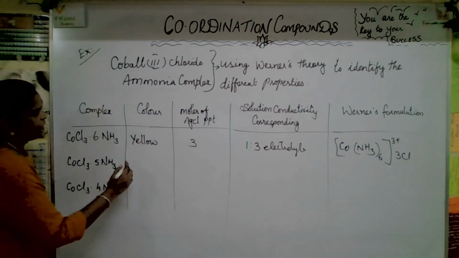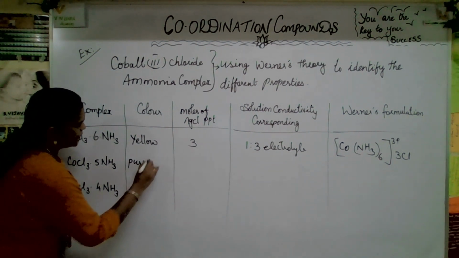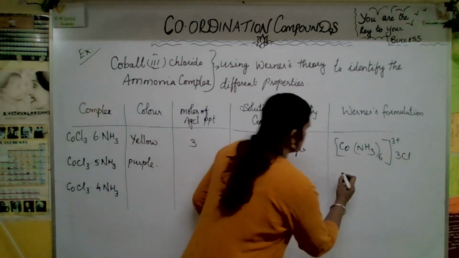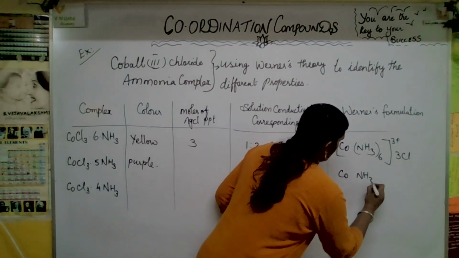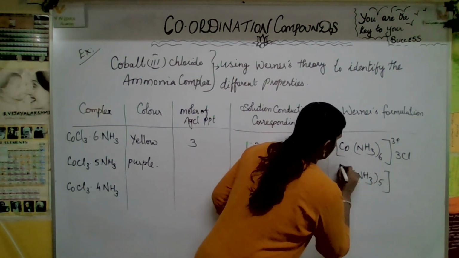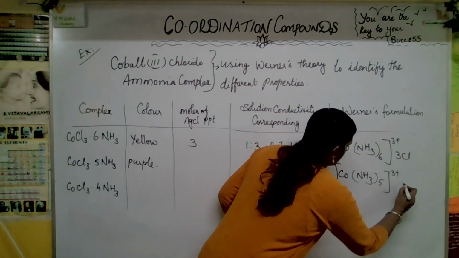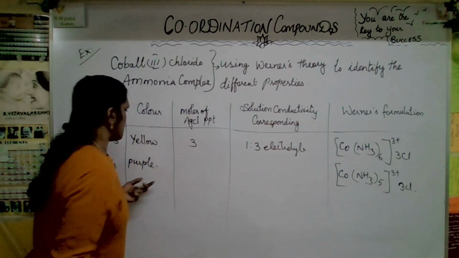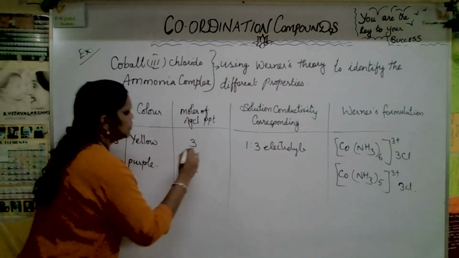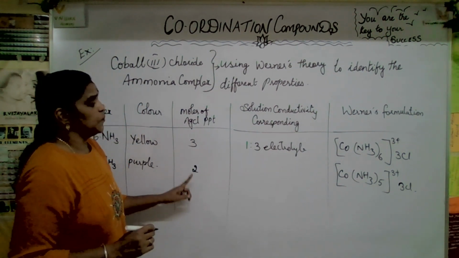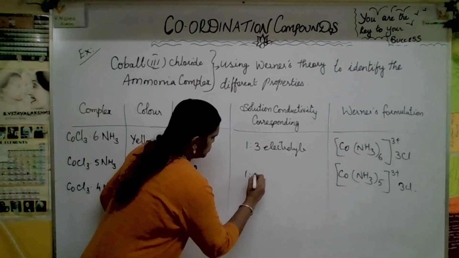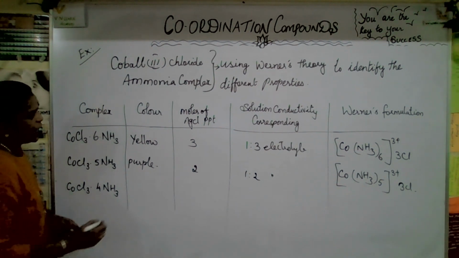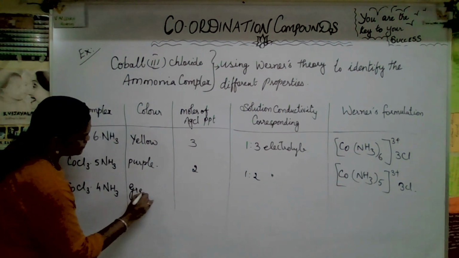Okay, now the second one here, purple color. This is CoCl3·5NH3. Now what is the formulation? [Co(NH3)5Cl]Cl2, and here the charge is 3 plus, with 3 Cl. Okay, now this is purple color, and the number of moles of AgCl precipitate here is 2 moles, and here it is a 1:2 electrolyte.